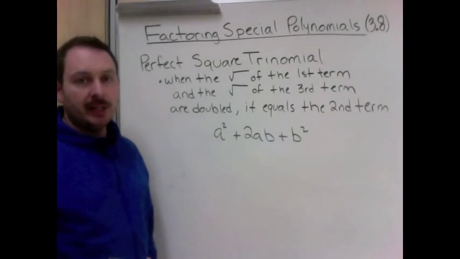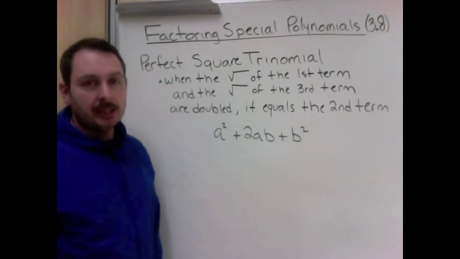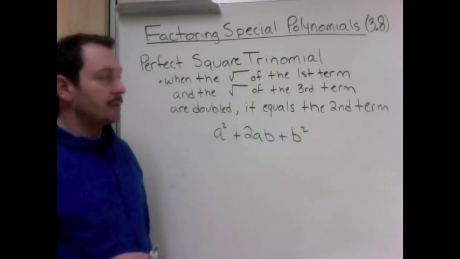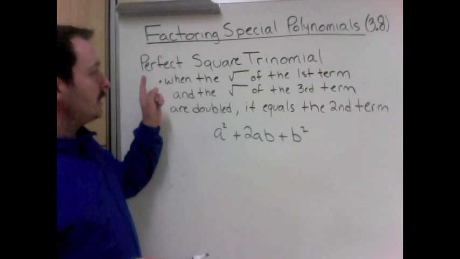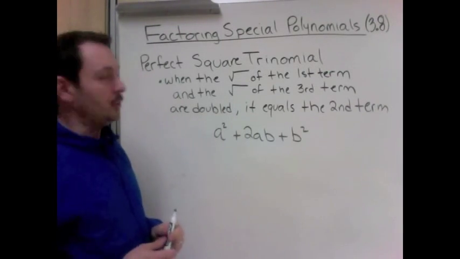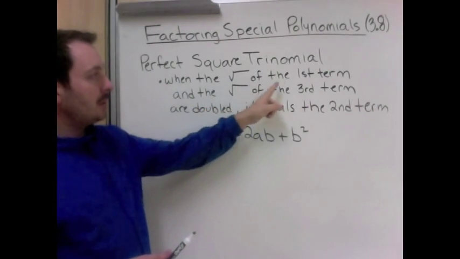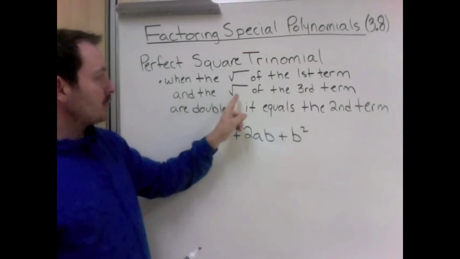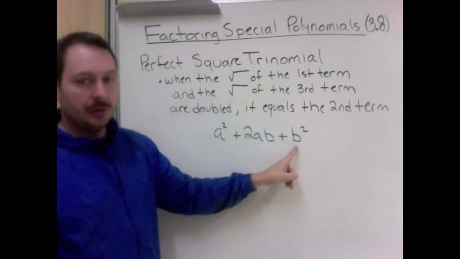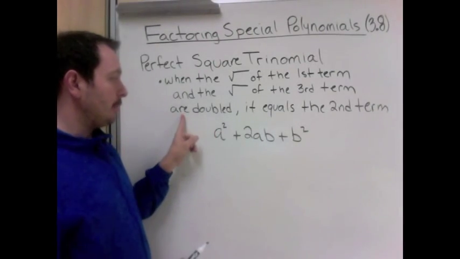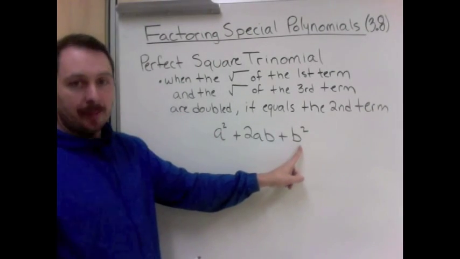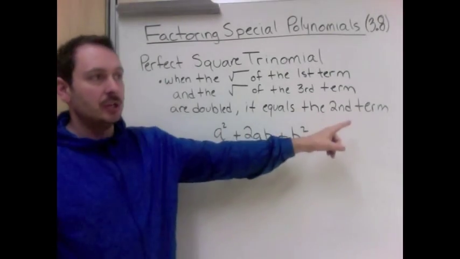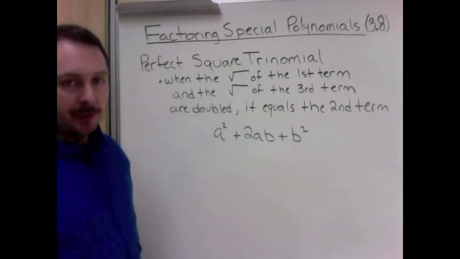And you need to be able to identify what a perfect square trinomial is, because once you can identify it, it's easier to factor. So we say something is a perfect square trinomial when the square root of the first term and the square root of the third term are doubled. So if we take the square root of each and double them, it equals the second term. If that happens, it's a perfect square trinomial.